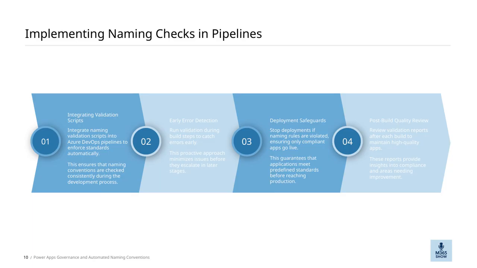Overall, integrating validation scripts, catching errors early, safeguarding deployments, and reviewing reports all work together to keep our applications consistent, high quality, and aligned with governance policies.